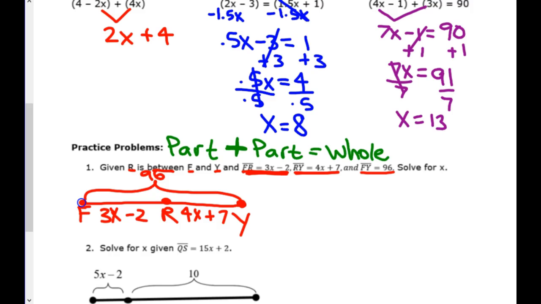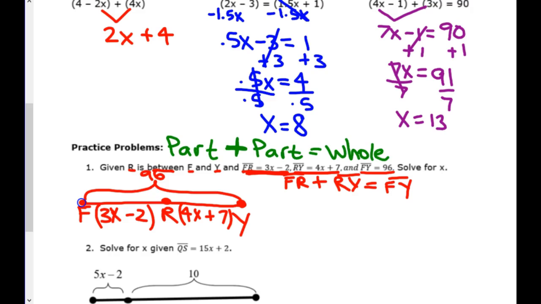So let's go ahead and write an equation for that. I'm going to always put my parts in parentheses. So this part plus this part equals whole. So let's write it down. The part FR plus the other part RY equals the whole thing FY. These are all segments. Okay. FR plus RY equals FY.